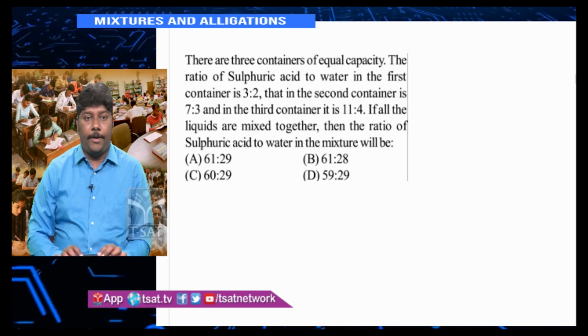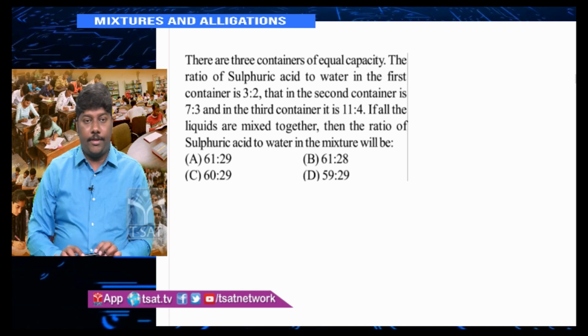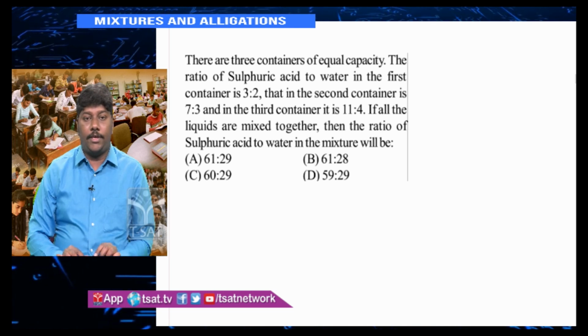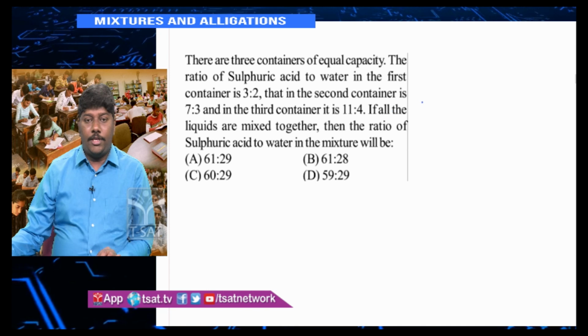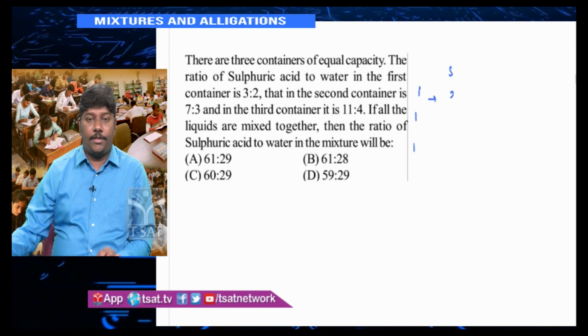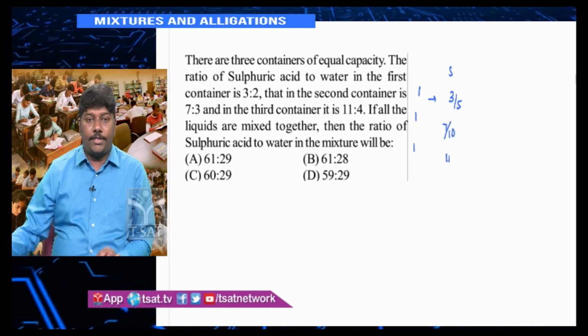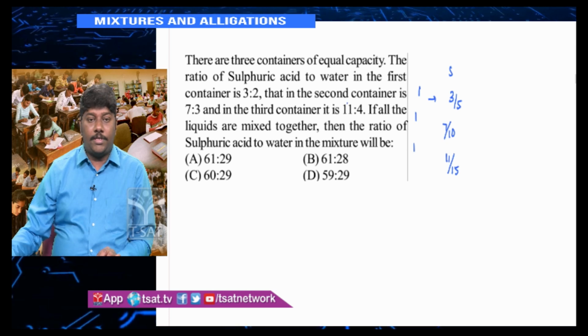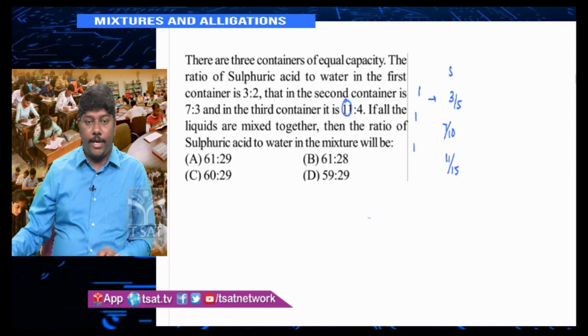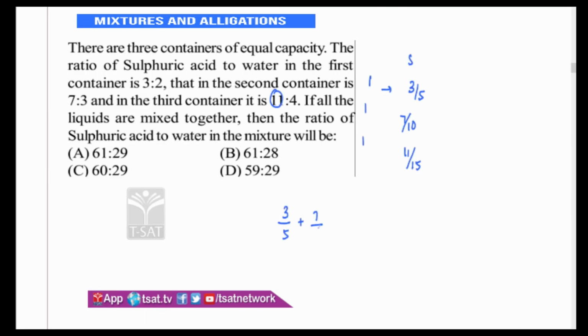Okay, the next one. Again here, there are 3 containers of equal capacity. The ratio of sulfuric acid to water in the first container is 3:2, the second one is 7:3, the third one is 11:4. The quantities are 1:1:1, therefore I can say sulfuric acid is 3 out of 5 in the first container, 7 out of 10 in the second container, and in the third container it is 11 out of 15, because 11 parts out of 15 parts. So find out the sulfuric acid here. N1A1 is 3/5, N2A2 7/10, N3A3 11/15, divided by 1 plus 1 plus 1, which is 3.